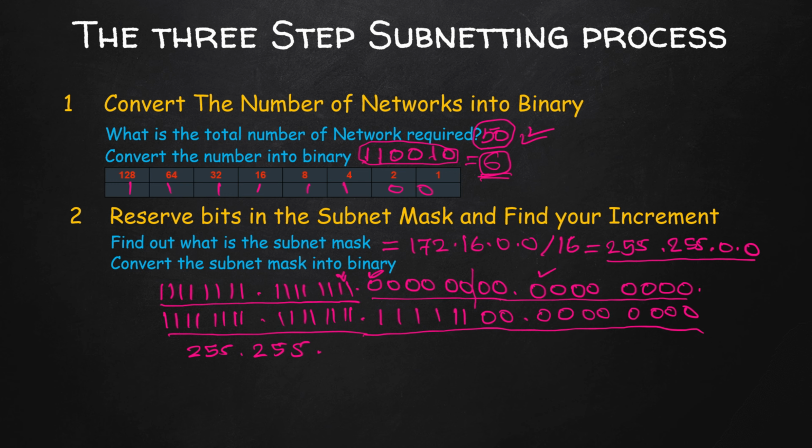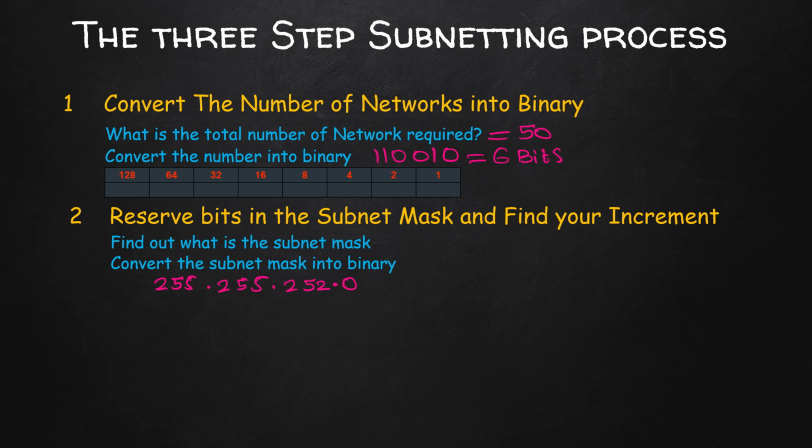Okay. Now to get the decimal value, we need to add all the values that indicate bit 1, then we will get the decimal value. So we need to add 128 plus 64 plus 32 plus 16 plus 8 plus 4. Then we get the value 252. Okay, then the next portion contains all 0, so we indicate that as 0. So this is our new subnet mask that we need to use at each subnetwork.